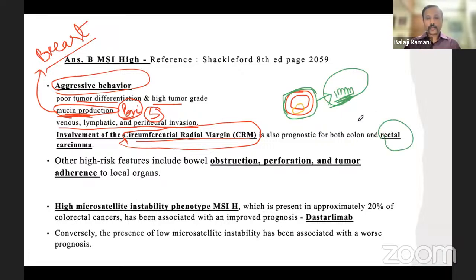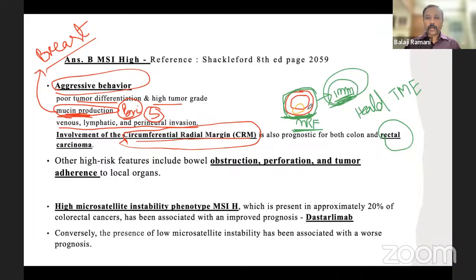And this is what was used by Heald. The principle of TME was there much before, but Heald was the first person to use sharp dissection, and he coined the term TME, or total mesorectal excision, especially for the posterior aspect of the rectum. He defined that there is something called the MRF, or the mesorectal fascia.